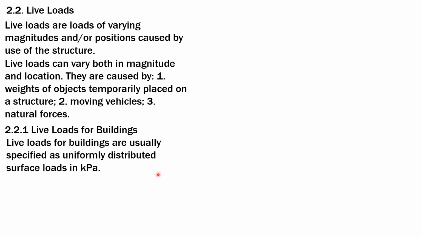Live loads for buildings are usually specified as uniformly distributed loads, as mentioned earlier. People, transient people such as us, are considered live loads. Although our weights are not uniform, let's say the structural engineer, for the purpose of simpler analysis, made them surface loads in kilopascals that are uniform. And this is found in building codes, in the NSCP, for the type of function that part of the structure may be performing.